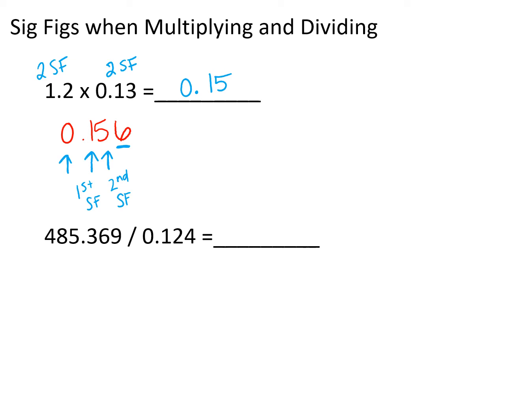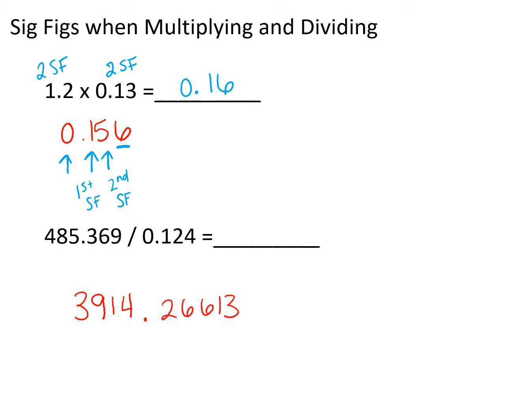So instead of having 0.15 as our answer, it would need to become 0.16. Same thing with the problem below. So when you do 485.369 divided by 0.124, you end up getting 3,914.26613 as your unrounded answer.